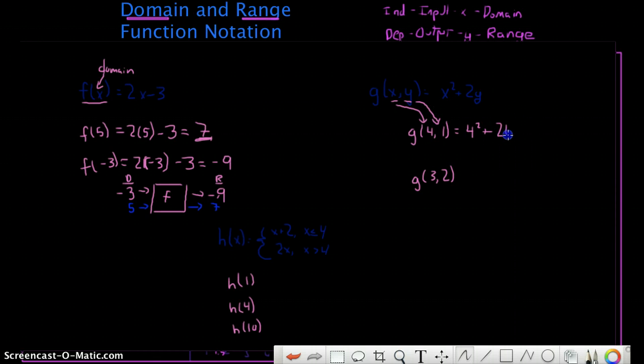And this is not a complicated idea. It's just a different way of telling us how to substitute. So 4 squared is 16. 2 times 1 is 2. 16 plus 2 is 18.